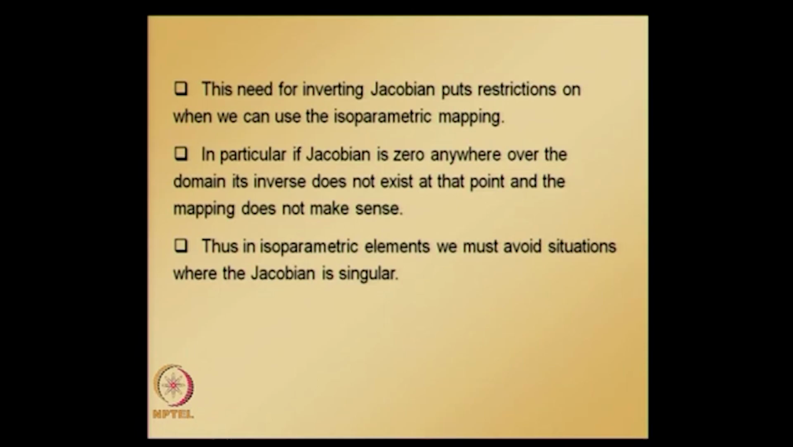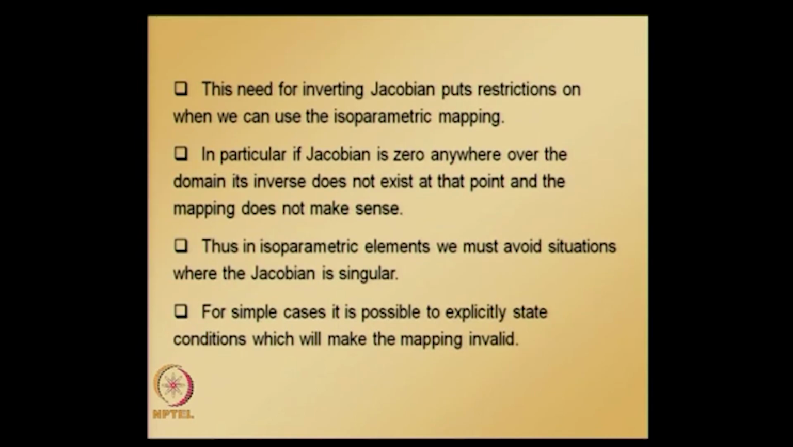It is not always necessary to avoid it, but there are specific cases where we require the singularity, and we will use this property to our advantage when we solve such problems where singularity is required. For regular problems where singularity is not required, we will try to avoid singularity in the Jacobian. For simple cases it is possible to explicitly state conditions which will make the mapping invalid. So here when we say mapping is invalid, we mean when the Jacobian becomes singular. So we can come up with conditions such that Jacobian singularity can be avoided. So we will be deriving those conditions now.